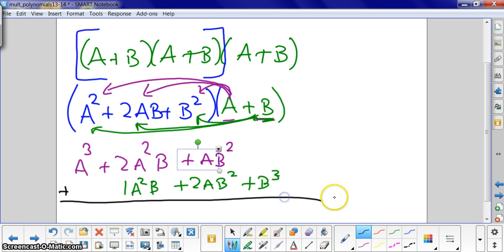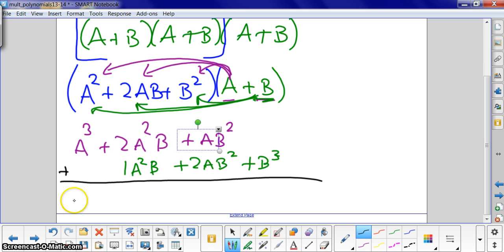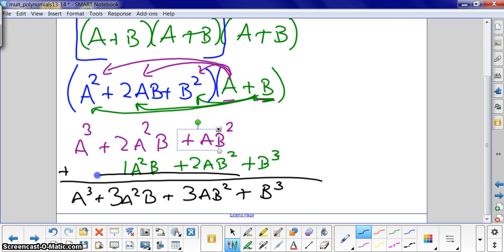So a cubed stays a cubed, plus 2a squared b plus 1a squared b gives me 3a squared b. And the same thing over here, but 3ab squared. And lastly, b cubed. And you can see here I have my final answer as this 4-term polynomial: 1a cubed plus 3a squared b plus 3ab squared plus 1b cubed.